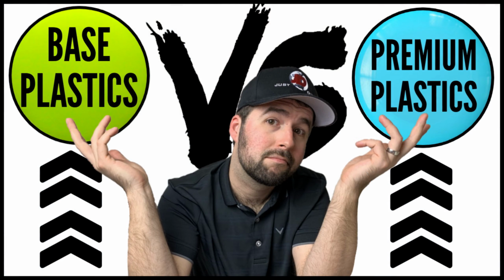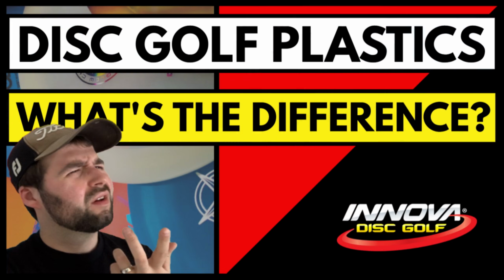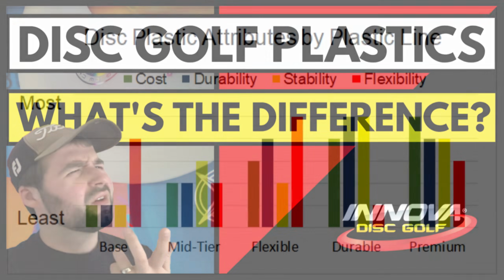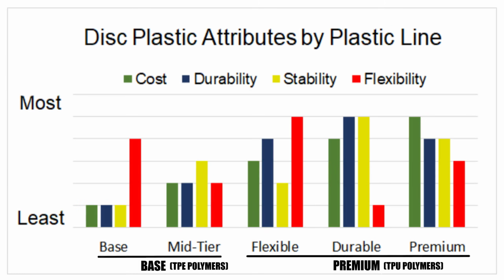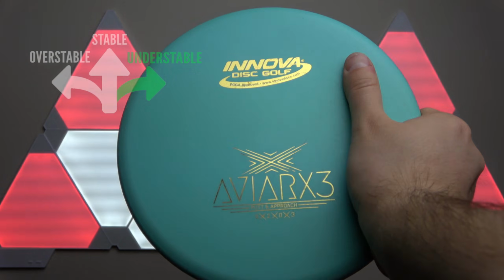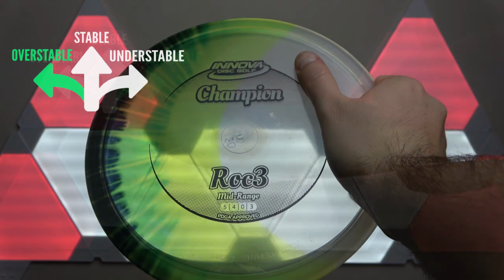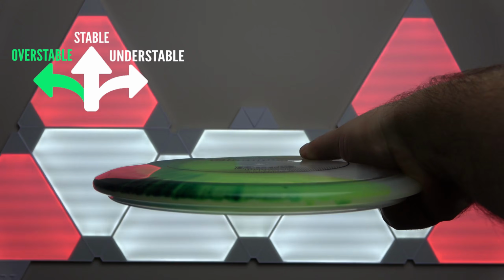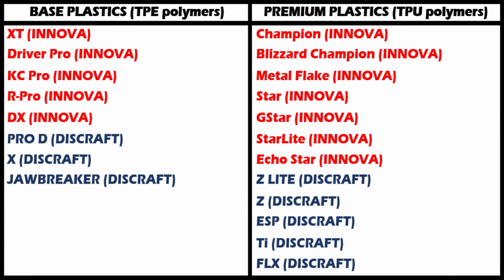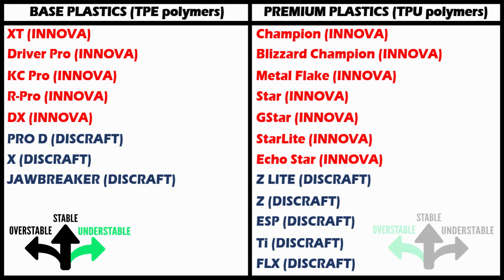Now, the second factor affecting a disc stability is the type of plastic. And we've done a few plastic videos, so you can check them out right here if you want more clarification. But a base plastic or a cheaper plastic is going to be less stable, so more understable than a premium plastic that costs a bit more. Therefore, plastics like the Pro D or the DX, they're going to have more natural turn to them. They're really going to be easier to throw than something like a Z or a Champion plastic.